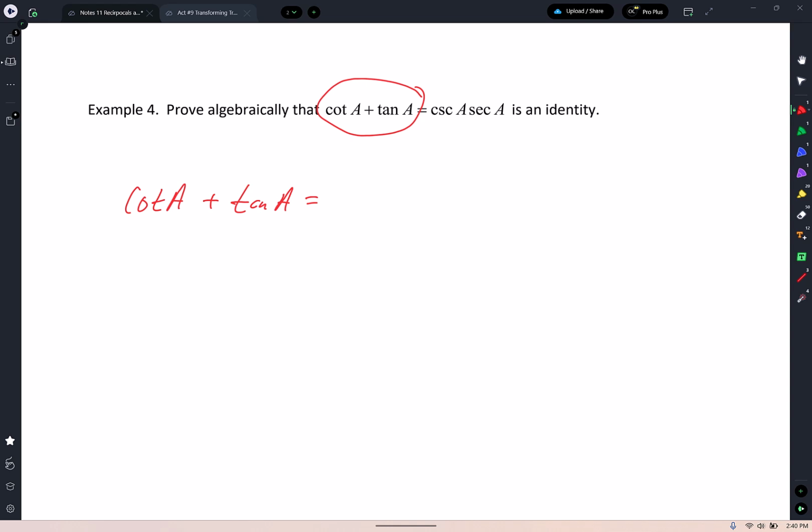Yes, A is just the argument. You can put a beta in there, an alpha, a theta, an x, whatever, as long as they're both the same. Are we okay so far?